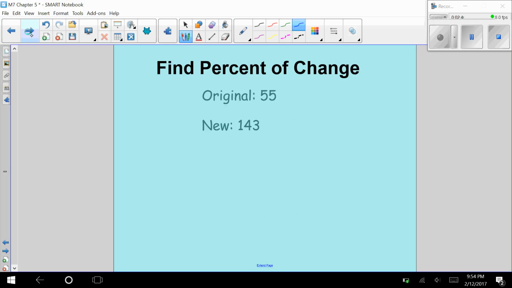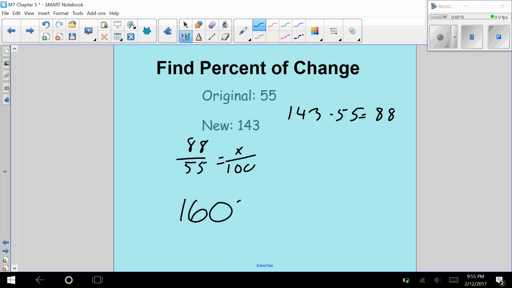Try this one. The original is 55, the new is 143. Well, you should have taken 143 minus 55 to get 88 for our change. We do 88 over 55 equals x over 100. So you get 160%, and it is an increase.